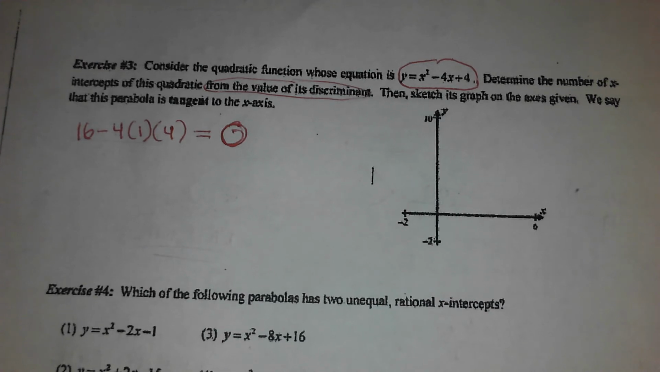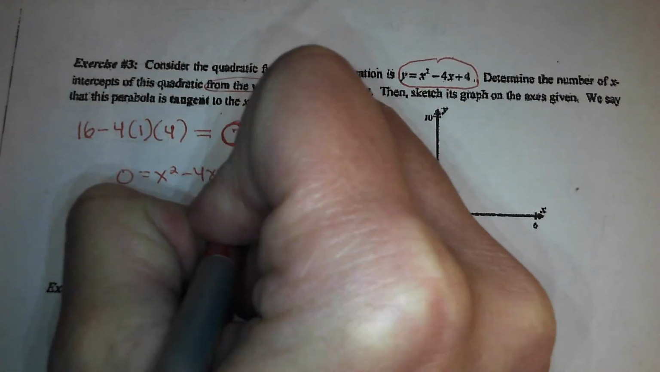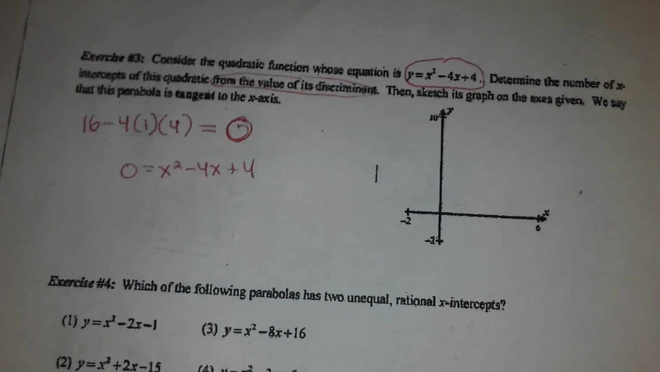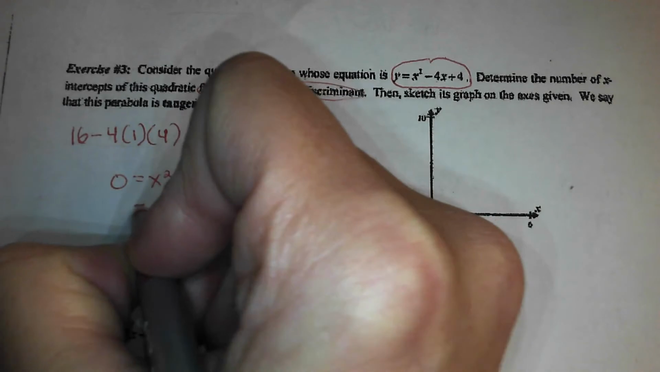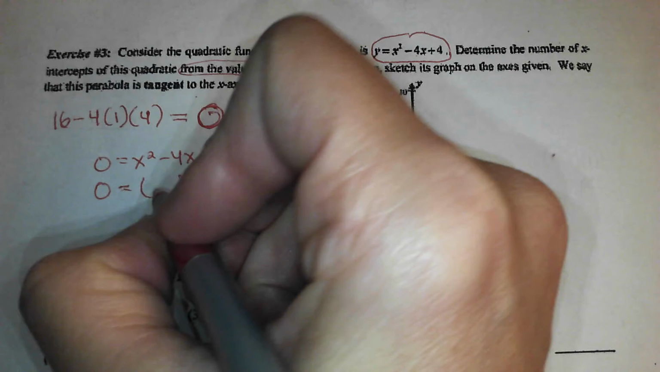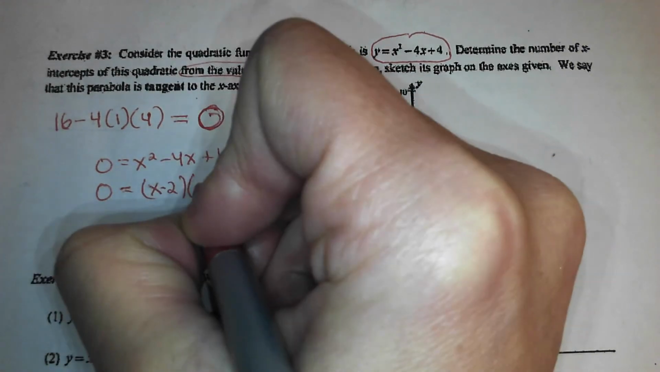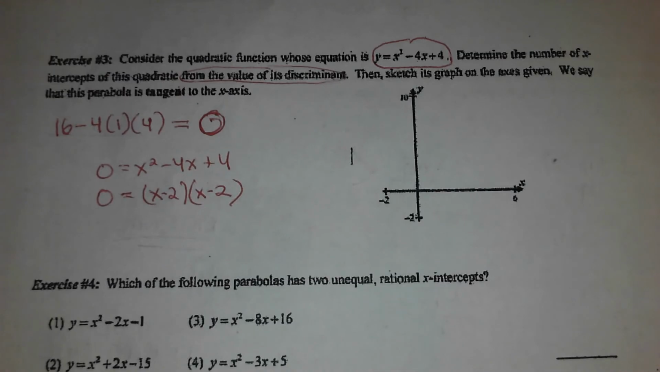What would your flashcard say? To find the x-intercept, you set y equal to 0 and solve. Now we could solve by the quadratic formula, or this is factorable. What does this factor into? Say it again, Lucas. Right. It's the same thing twice.